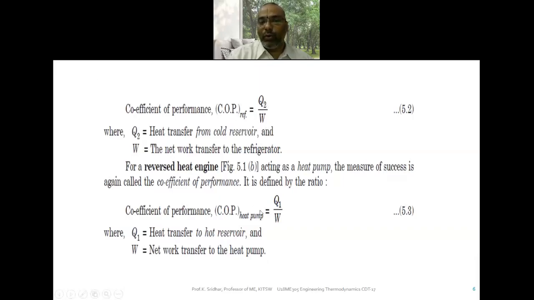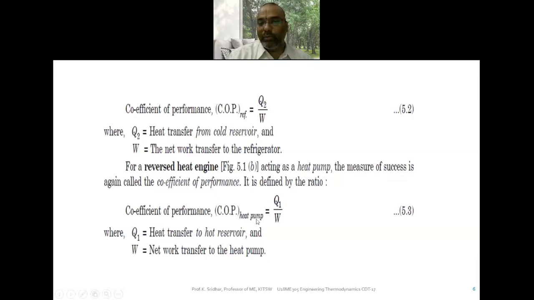And similarly, whenever you are talking about the heat pump, what is the basic function of the heat pump? The heat pump is basically used to produce the heating effect. So normally you find the applications of the heat pump whenever you are residing in the cold countries or in the cold areas. So normally you can go for the heat pump.